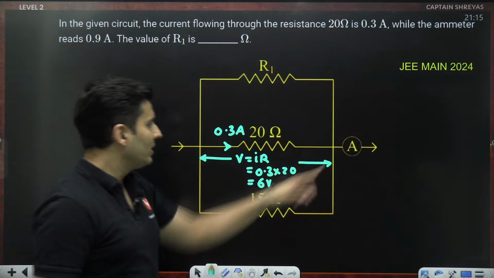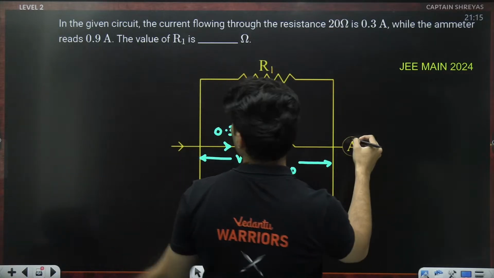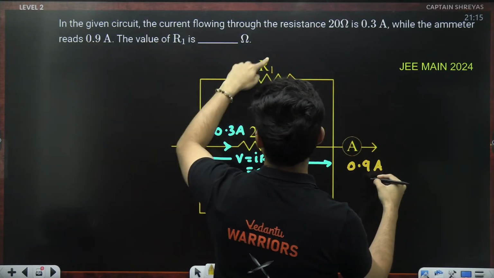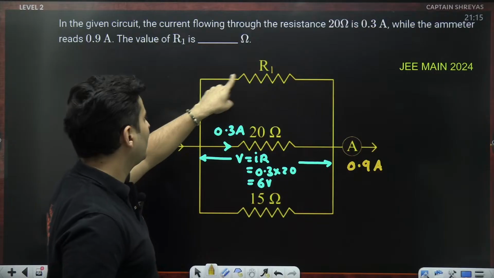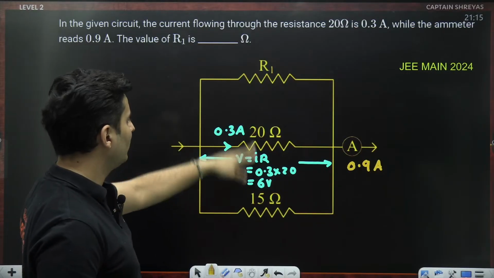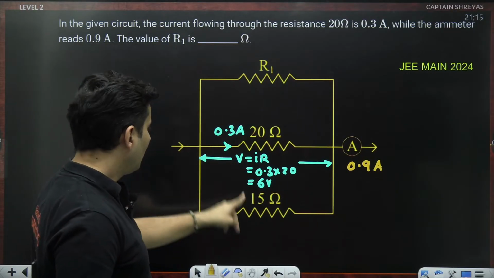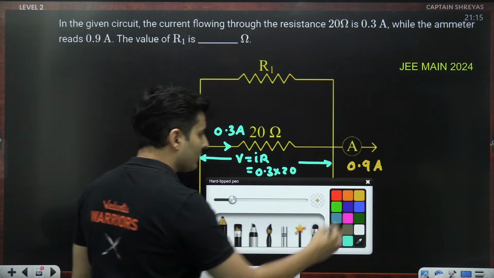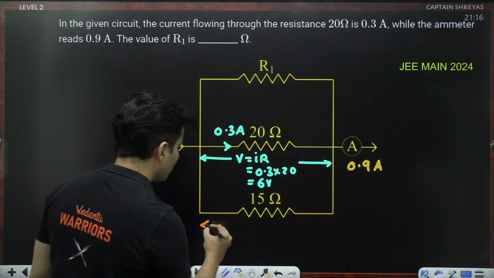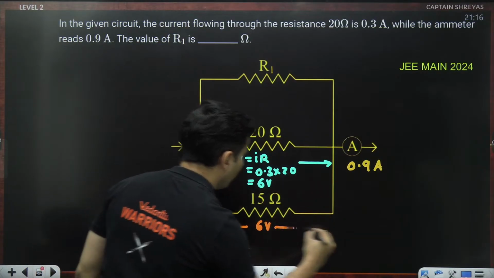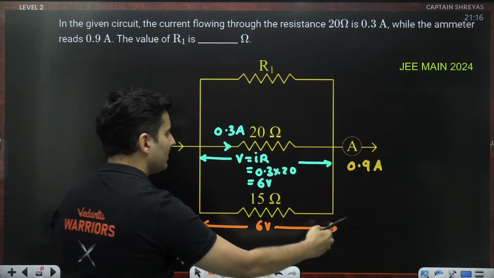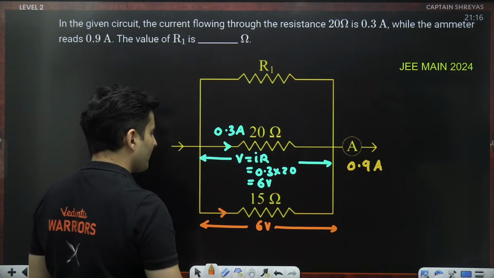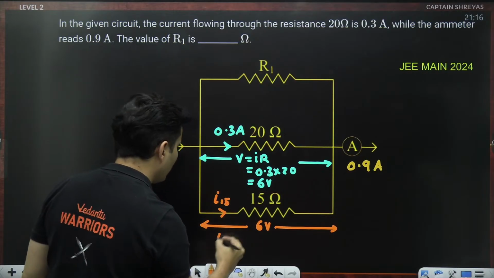I know this current. How much is this current? 0.9. And I want to find the value of R1. If I know the current, my job will be done because I know the voltage. All of them are in parallel. So how about this? 6 volts will also be across 15 ohms, because this and this are in parallel. So how much current will flow through the 15 ohm resistance?